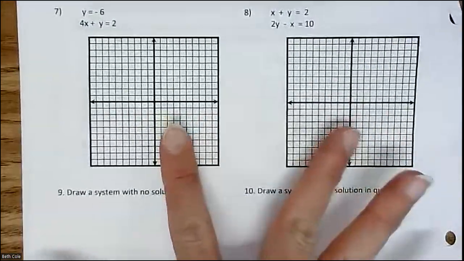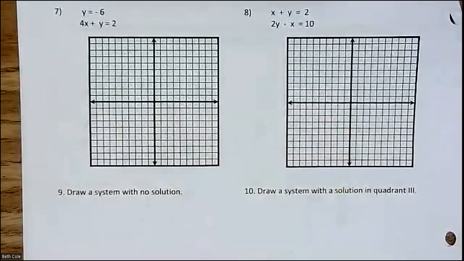Do you want to do 7 or 8? They're both the same kind of problem. We'll do whichever one. 7 looks more confusing? No, 7's easier because it already has y figured out. It really doesn't matter because we're going to type it in. We'll do 7. All right, so I'm going to come over here.